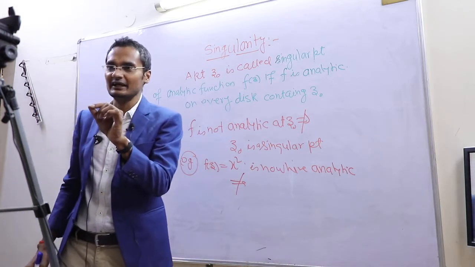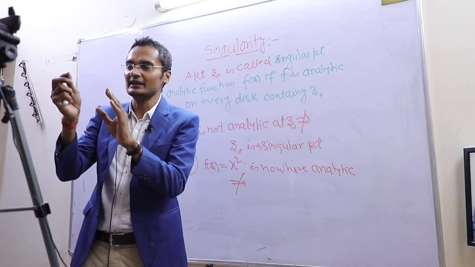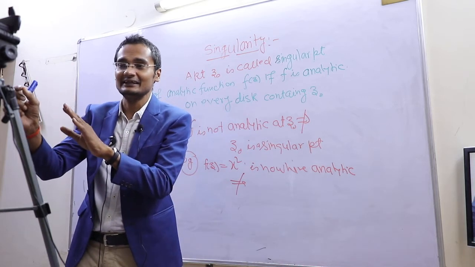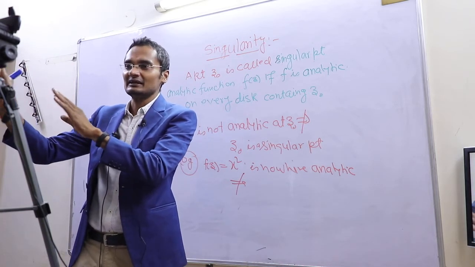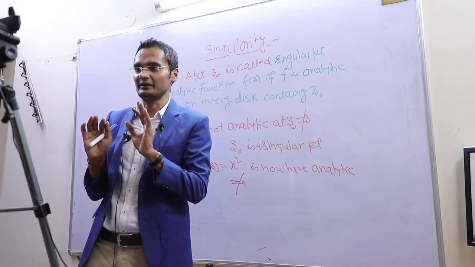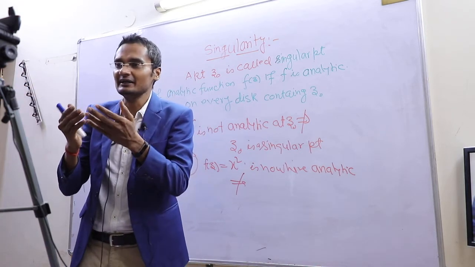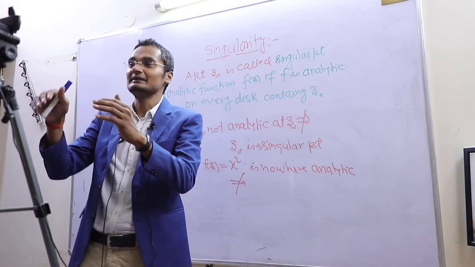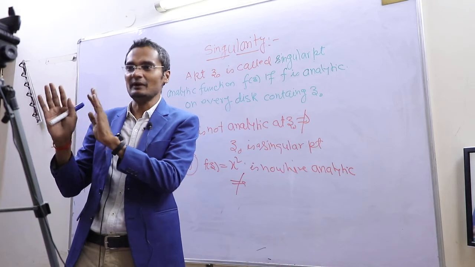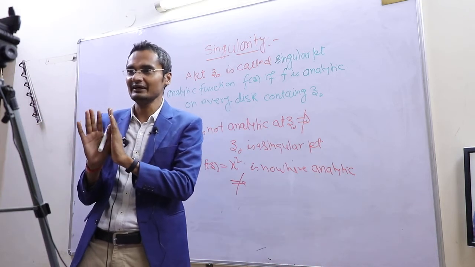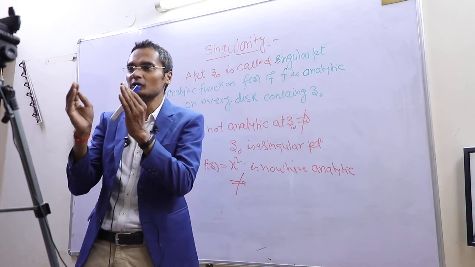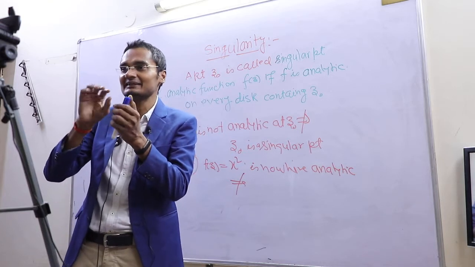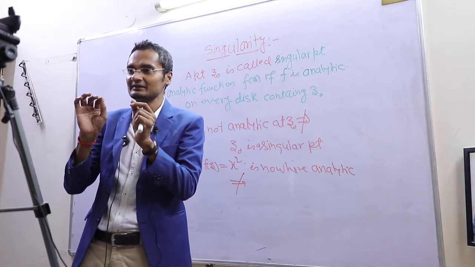But also notice that if a function is not analytic at a point z naught, it does not mean that the point is a singular point. For singularity, the function must be analytic near the point except at that point. So, how will it look? It will look like a puncture at that point.